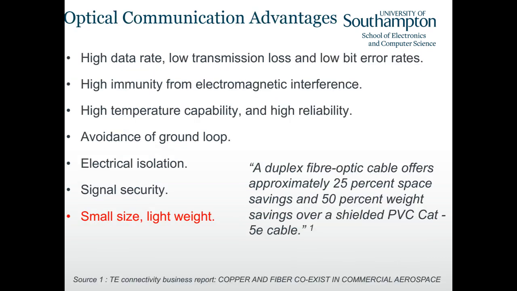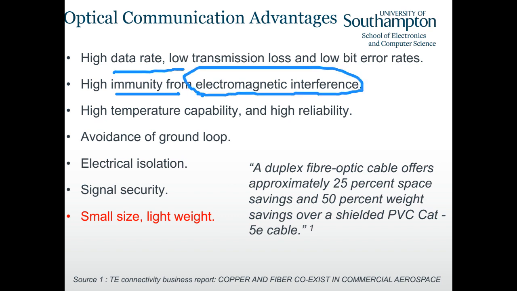Okay, so there are some advantages here. Fiber has a high data rate and high immunity, so it's separated from the RF band and doesn't interfere with the RF band. And then it has high temperature tolerance, and also it's safer, smaller and lighter.